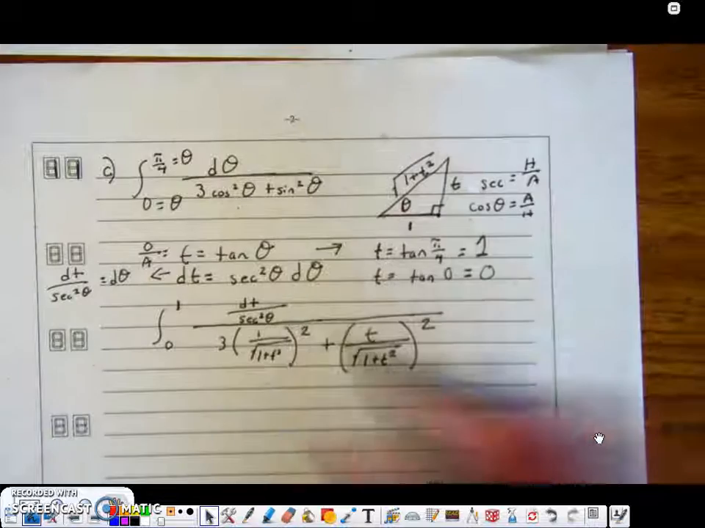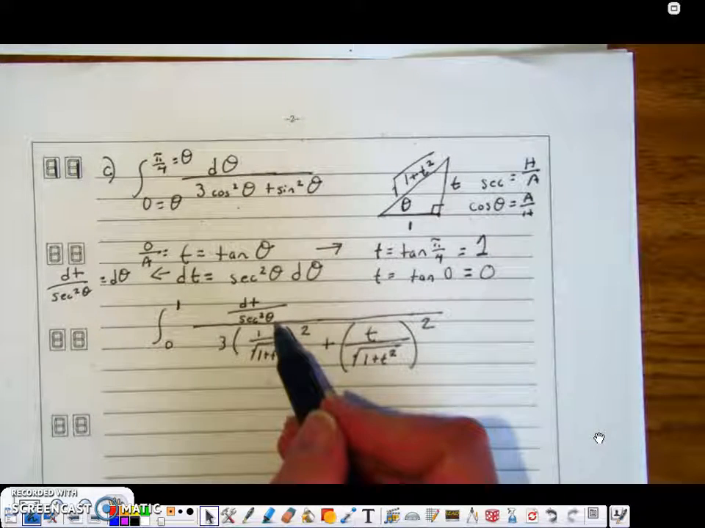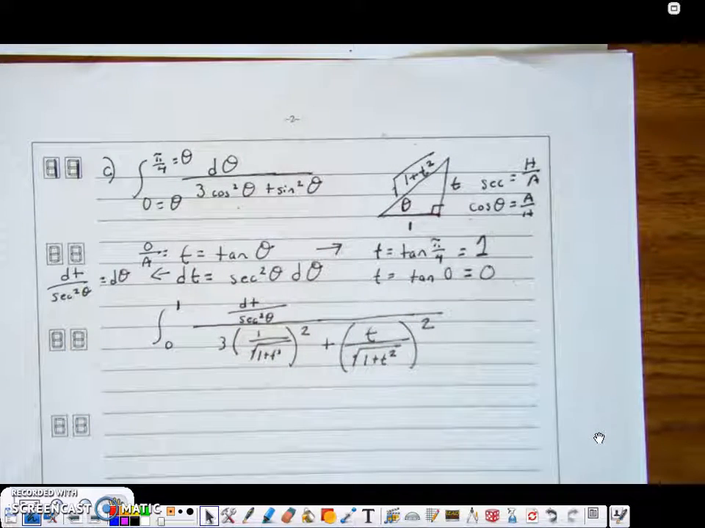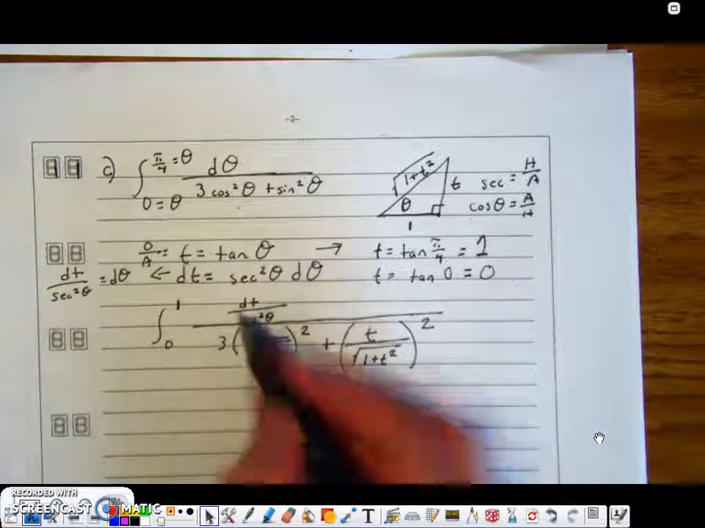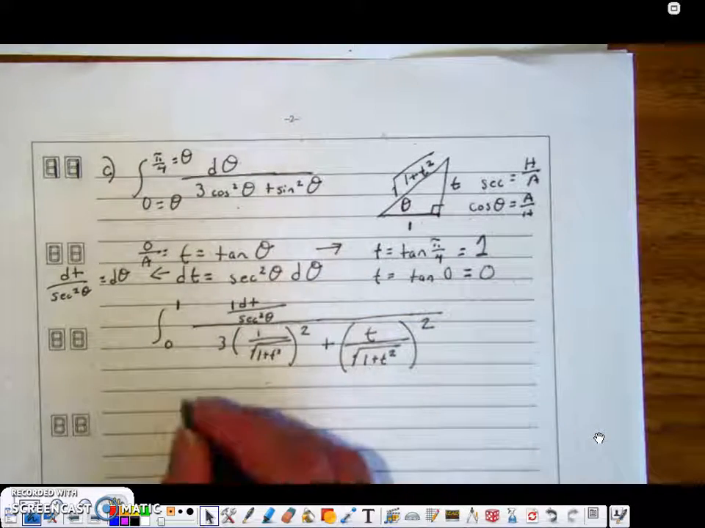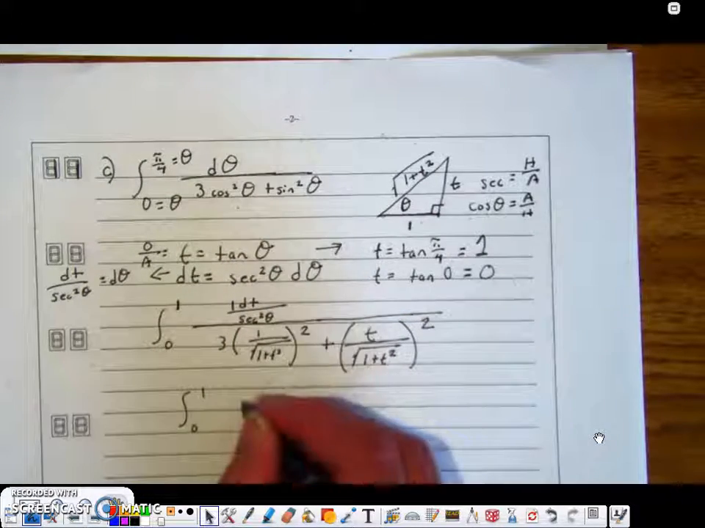Oh, but you know what? You want to just make this dt over secant squared? We could just make that cosine squared dt. Do you want to do that? Yeah, because 1 over secant squared is cosine squared, so that might just be easier to think about.